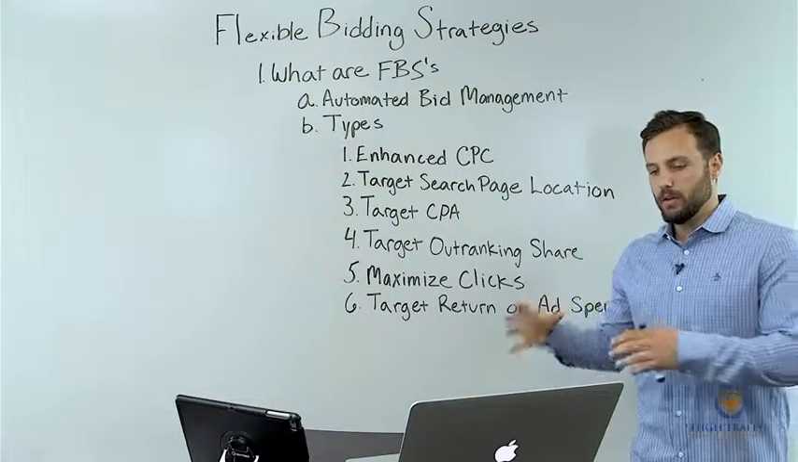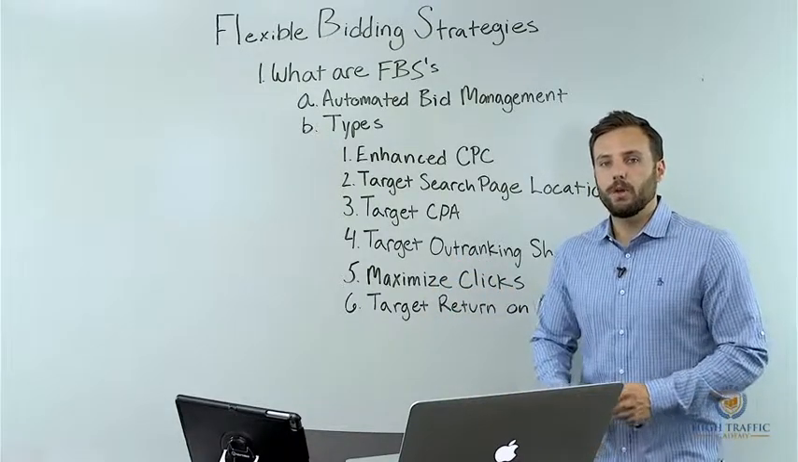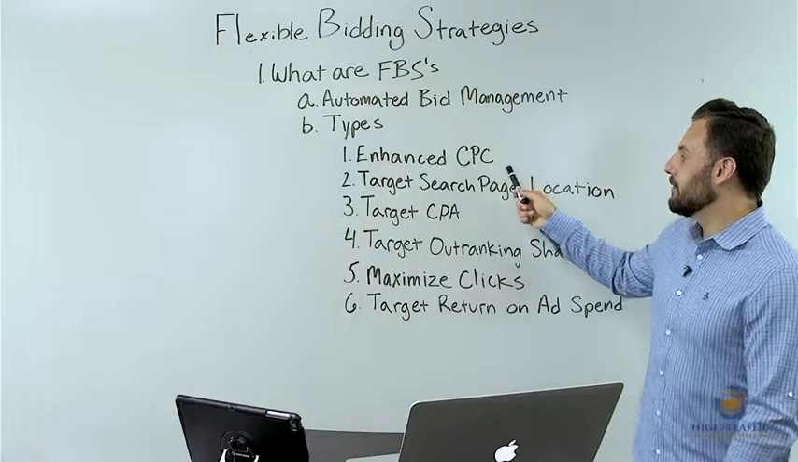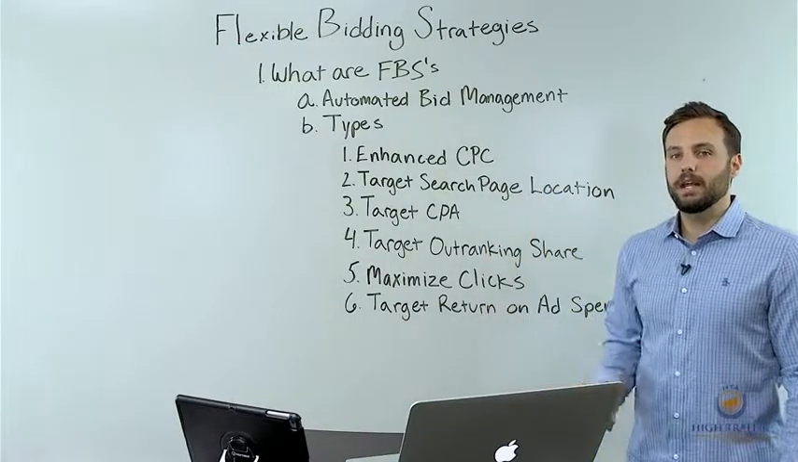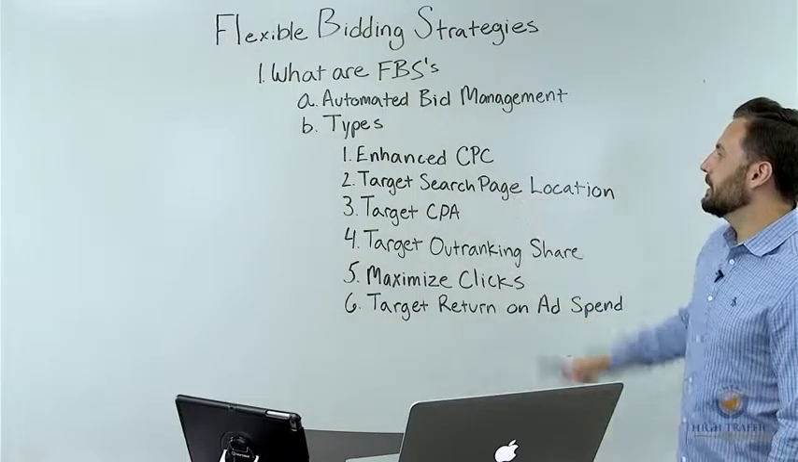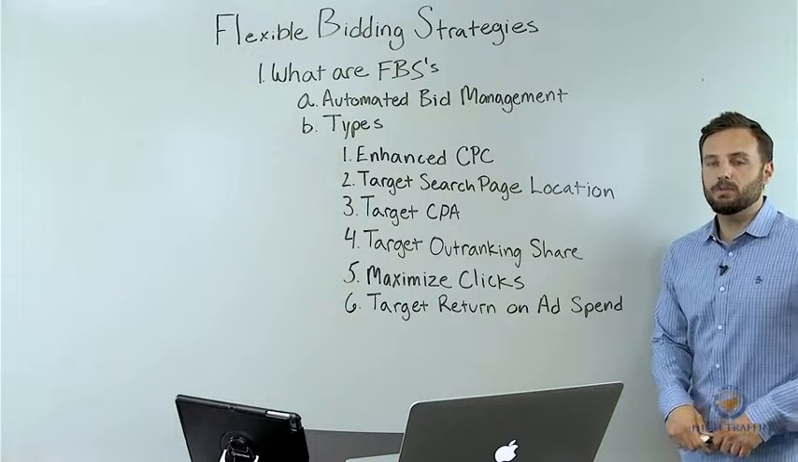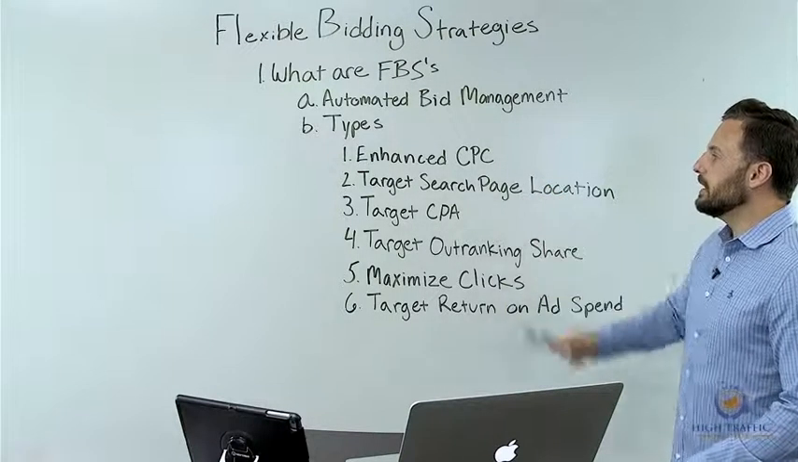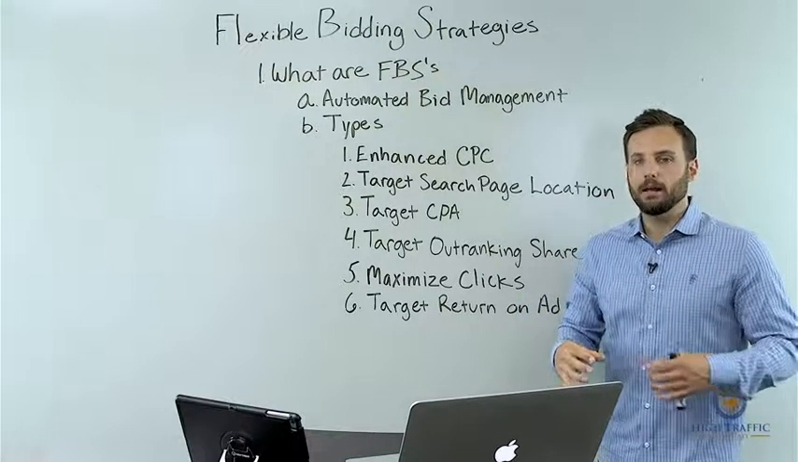So let's go over the types of flexible bidding strategies that are available to you. And in the videos that are going to follow this one, we're going to go over a high-level, in-depth view of each flexible bidding strategy and how to set it up and assign it to your campaigns and ad groups. So the first one they make available to you is the enhanced CPC, which is an enhanced cost per click. And this one is really only focusing on the amount you're paying per click.